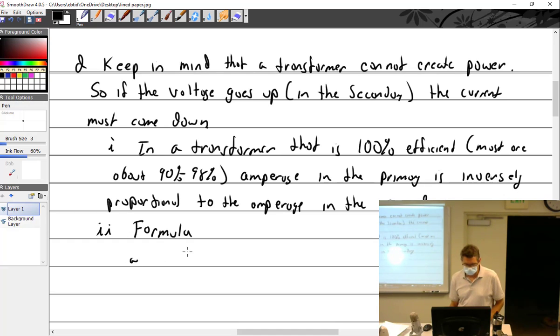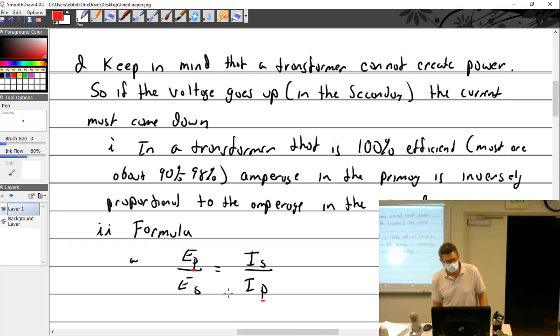So we had this one, EP divided by ES is equal to IS over IP. Now notice that it crosses. So the P is over here and the P is down here. What other formula do we have that dealt with that? If you go way back to week 1, the gears. Remember the gears were inverse? So you've got to swap that.